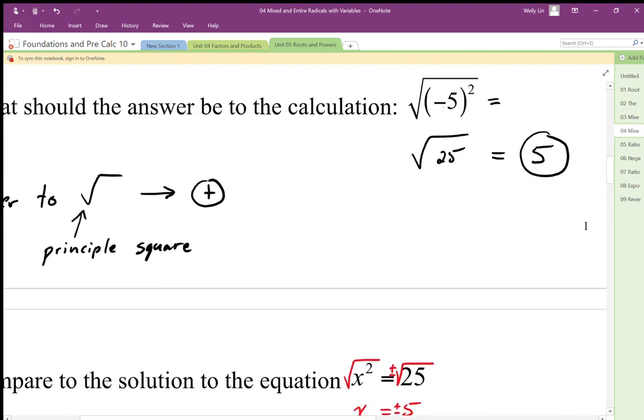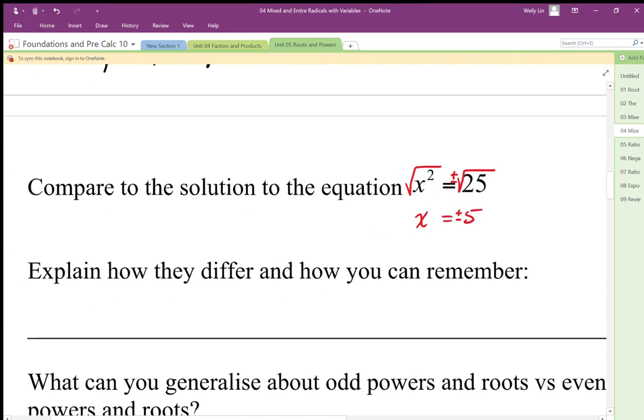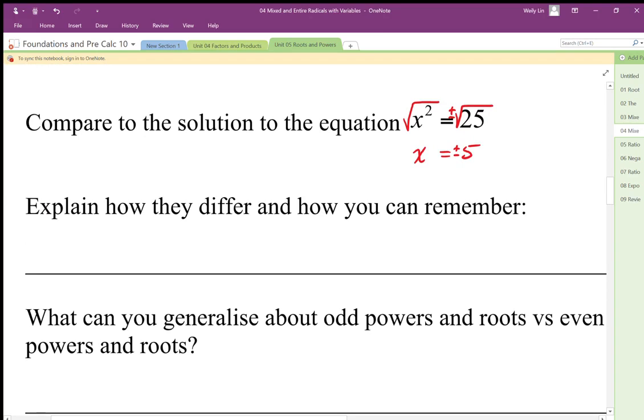If we square and square root, we actually don't get exactly what we started with. When we solve, again, solving involves using an opposite. Because the square and square root are not quite perfect opposites, we always have to remember to do the plus minus when we solve an x squared equation. And this is what we call a quadratic equation, and quadratic equations always have two solutions.